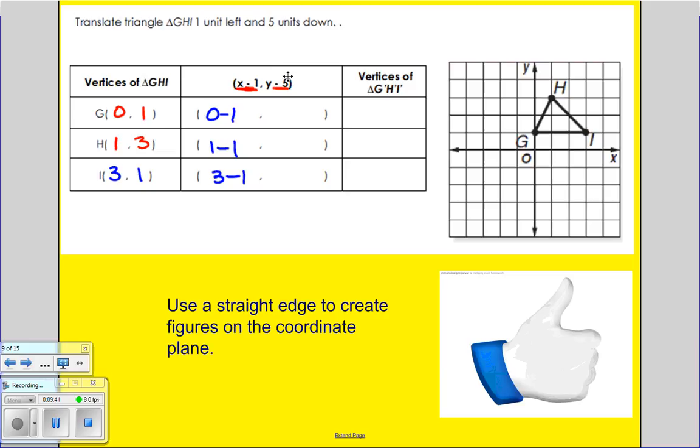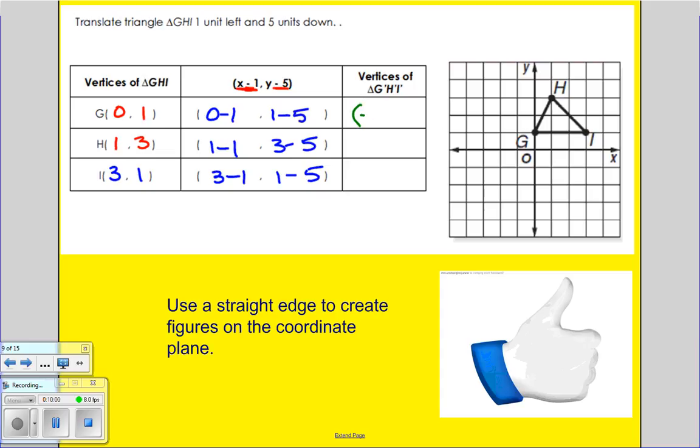Now the y-axis, I want to go 5 units down, so that's subtracting 5 from my original coordinates. So this will be 1 minus 5, 3 minus 5, and another 1 minus 5. Now I can turn that into my new coordinates for my new triangle.